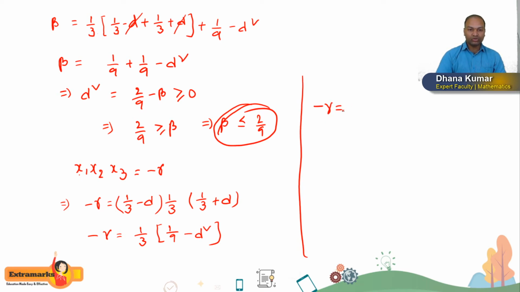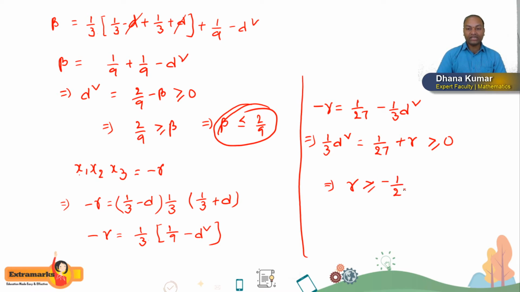Minus gamma is equal to 1 by 9 into 1 by 3, which is 1 by 27, and this into this, minus 1 by 3 d square. Shift this side: 1 by 3 d square is equal to 1 by 27 minus, it becomes plus gamma. In general, 1 by 3 d square is also greater than or equal to 0, which implies gamma is greater than or equal to minus 1 by 27. That is the answer for this question.